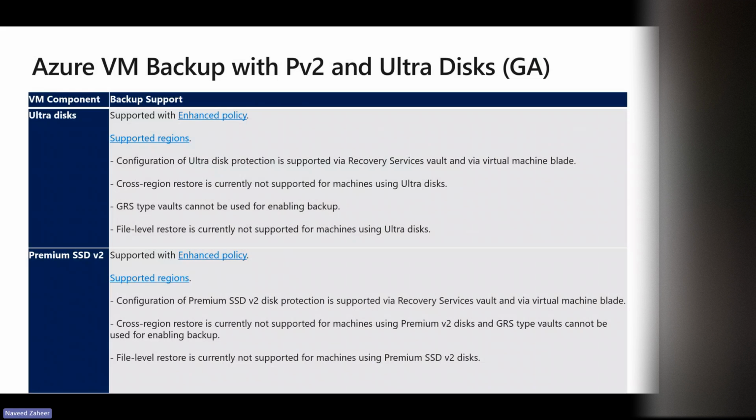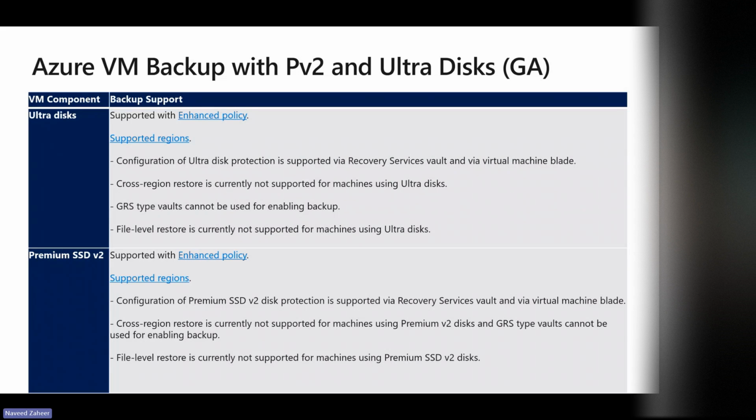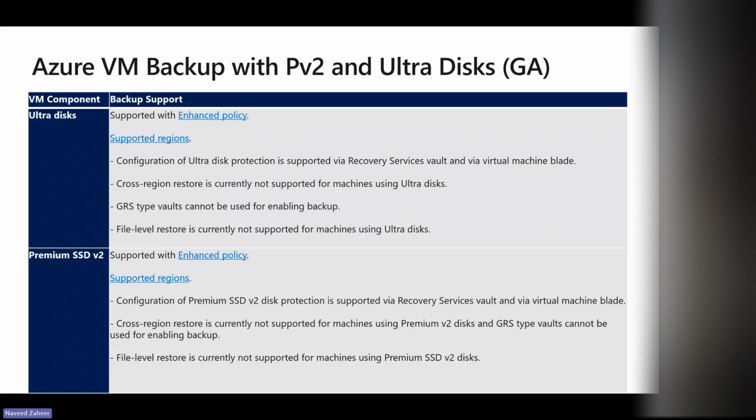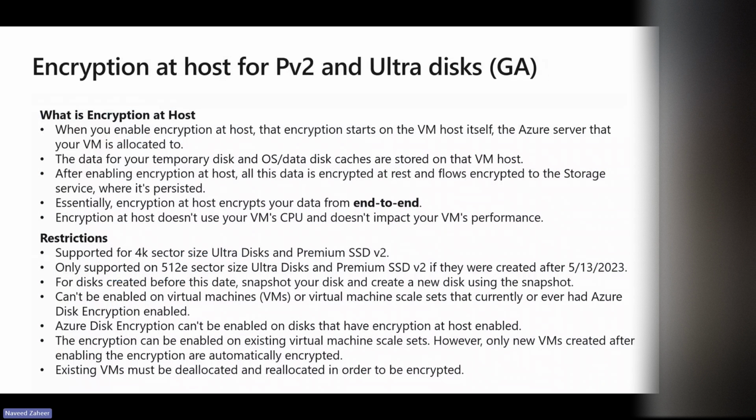That's where Ultra Disk and PV2, Premium V2, come into the picture, because now you can have backup for both Ultra Disk and Premium V2 with the enhanced backup policy. Just keep in mind there are still some restrictions. For example, cross-region restore is not yet available. And for both of these, file level restore is not currently supported for Ultra Disk as well as Premium SSD V2 disk. So just keep that in mind, and we will take a look at it in the demo as well. As I said, with the enhanced policy, both of these are supported. This has gone into GA, and you can take advantage of it.